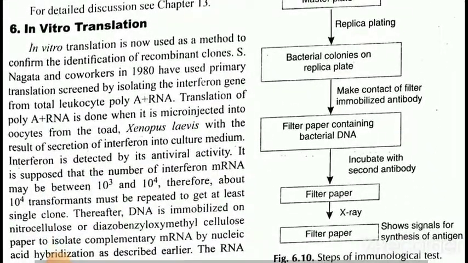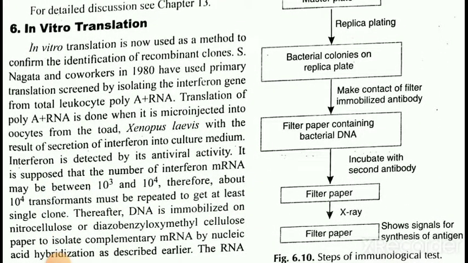6. In vitro translation. In vitro translation is now used as a method to confirm the identification of recombinant clones. S. Nagata and co-workers in 1980 have used primary translation screen by isolating the interferon gene from total leukocyte poly A plus RNA. Translation of poly A plus RNA is done when it is microinjected into oocytes from the toad, Xenopus laevis, with the result of secretion of interferon into culture medium. Interferon is detected by its antiviral activity.